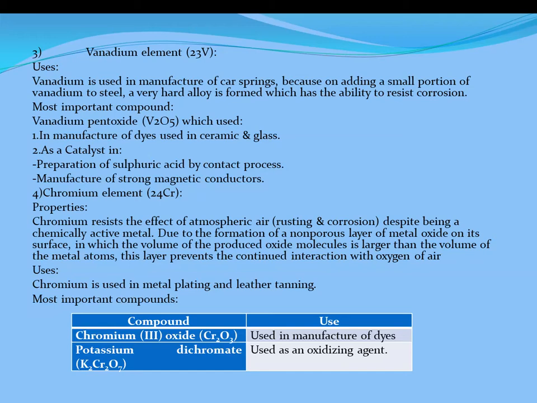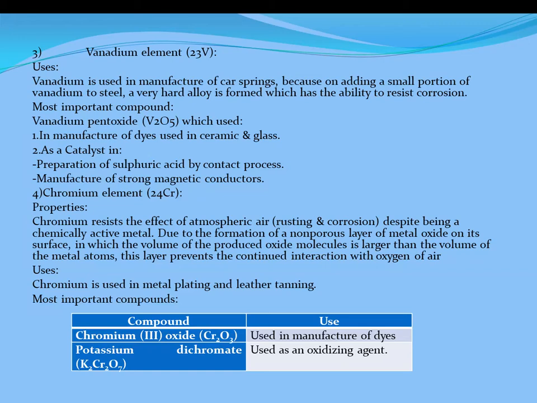After that, vanadium. Vanadium is used in the manufacturing of car springs because on adding a small portion of vanadium to steel, a very hard alloy is formed, which has the ability to resist corrosion. The most important compound of vanadium is vanadium pentoxide, which is used in the manufacture of dyes, ceramics and glasses, and it's also used as a catalyst in the preparation of sulfuric acid, for example by the contact process, or in the manufacture of strong magnetic conductors.